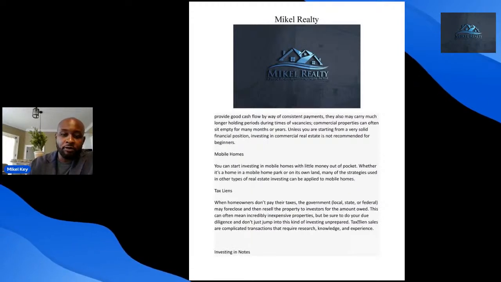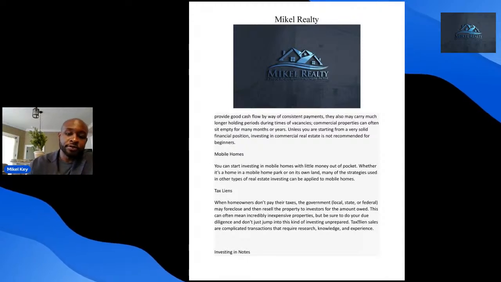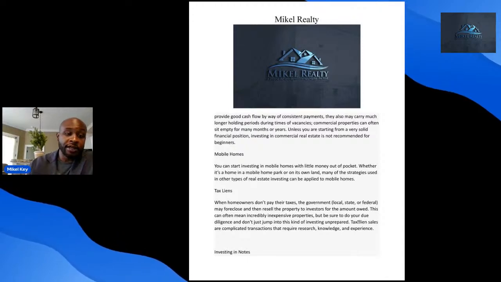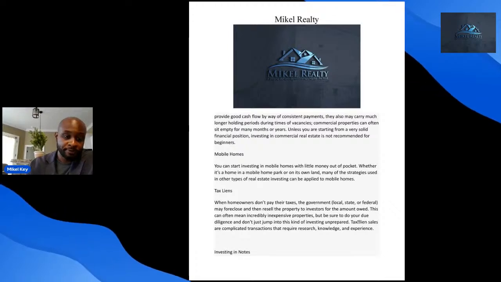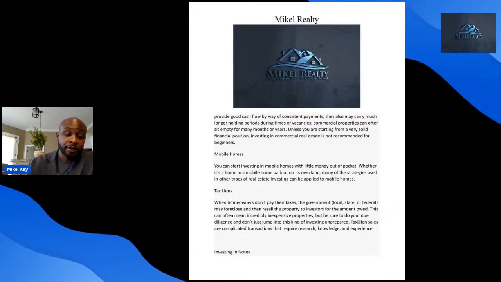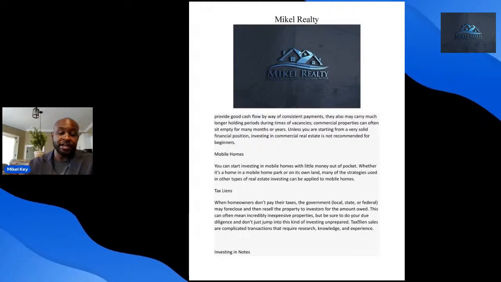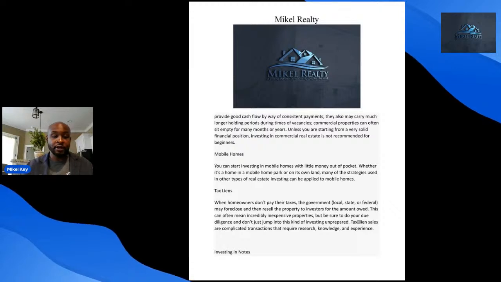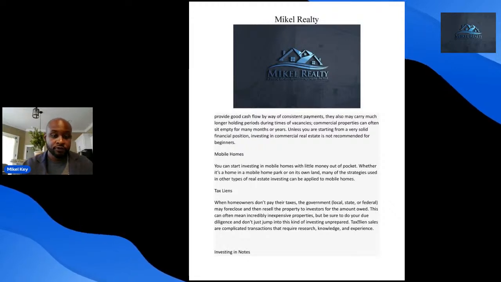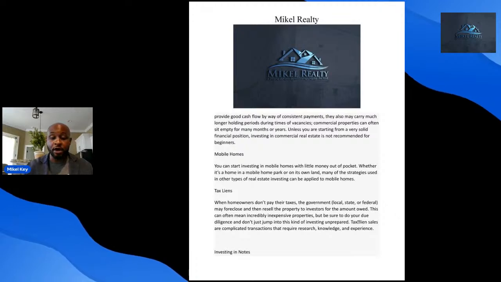Let's talk about mobile homes. Okay. So mobile homes are a really good asset class to get involved with. Cheaper, but now due to inflation, mobile homes are renting for the same price as single family homes. I had a friend that was buying mobile homes for $2,000 and renting them out for $500-$600 a month. That's going on all around the country.